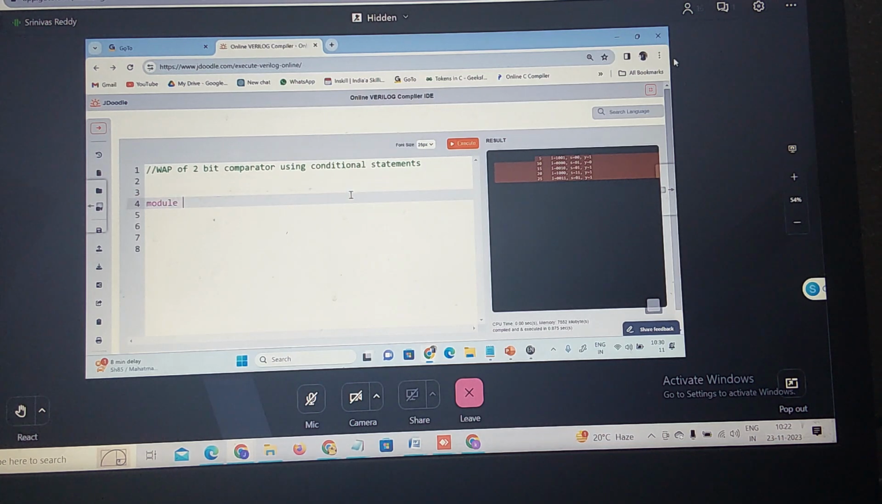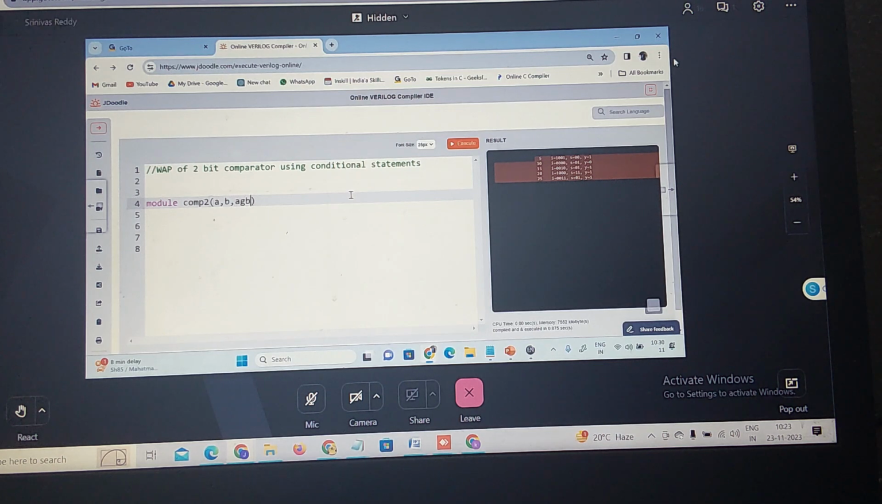First start with what? Module. What is the module name? Shall I write comp? It means it is a 2-bit comparator. Short notation of comp is comparator. What are the inputs to this? A and B, I can write. A and B are the inputs. Then what are the outputs?